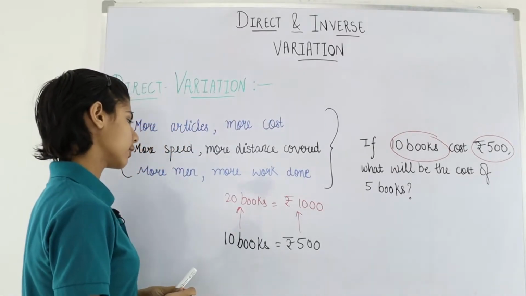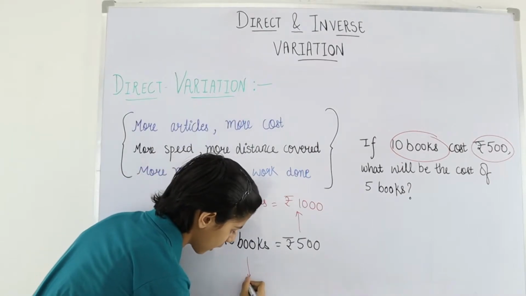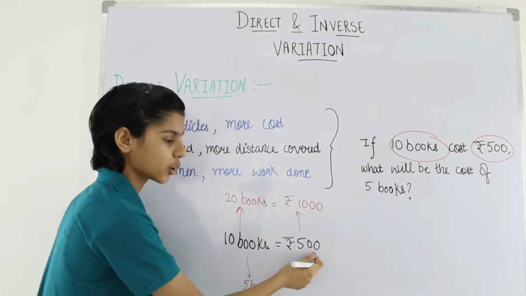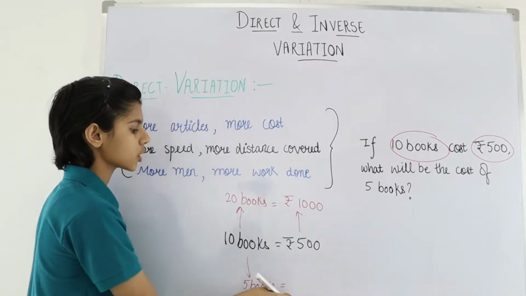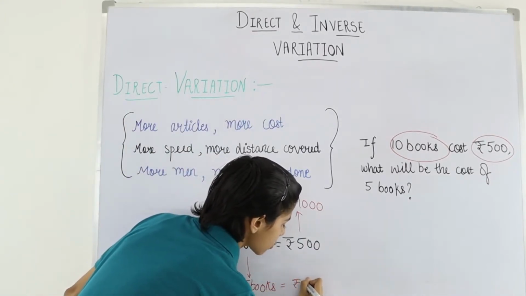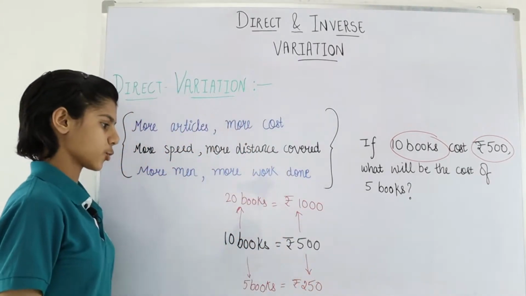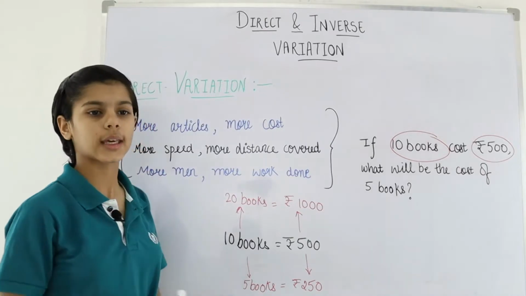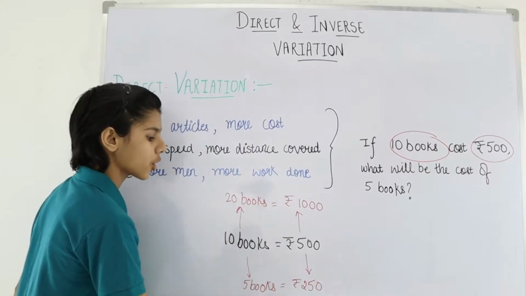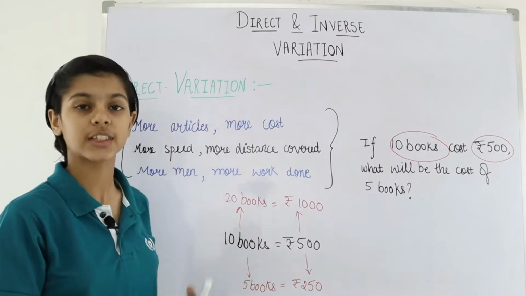And we will do one more thing. If I will decrease their number, if I want 5 books, then the cost here also will get changed. So it will decrease because the number of books have decreased. So it will be rupees 250. So from this thing we are clear that if one variable is increasing or decreasing, other is also increasing and decreasing with that only, with the same.